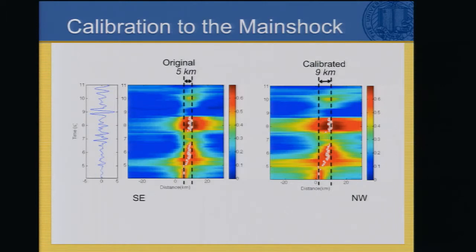Before the correction, the estimate is only about 5 kilometers. And if we do the calibration, it's 9 kilometers. It makes much more sense for magnitude 6.